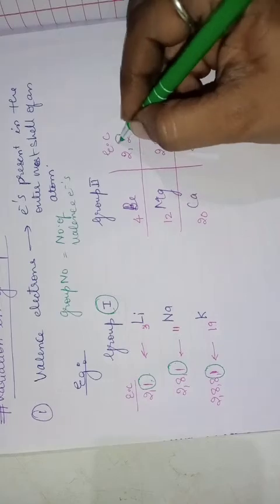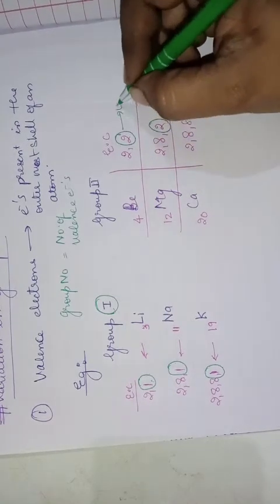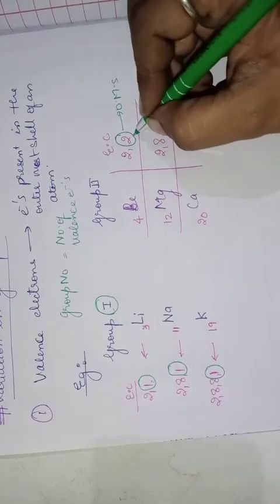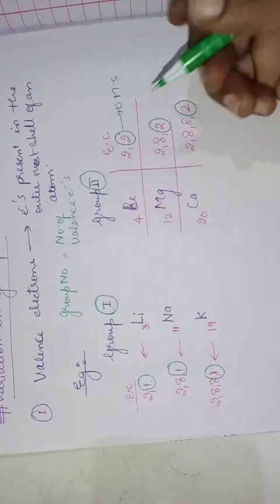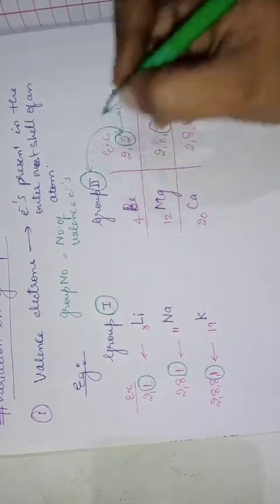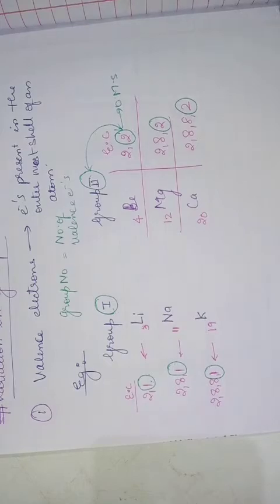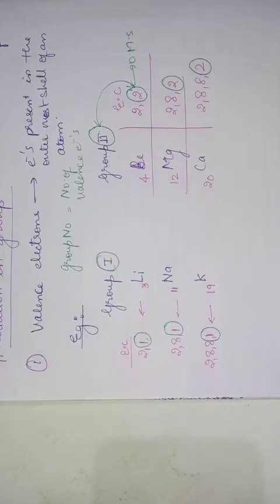Now just see here, the outermost shell is this. Yes or no? Now in the outermost shell how many electrons are there? 2 electrons, and it belongs to group 2. So the valence electrons are equal to the group number. Yes or no? Group number is equal to valence electrons. Now let us see the variation further.